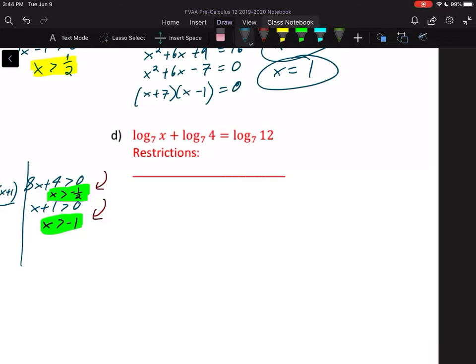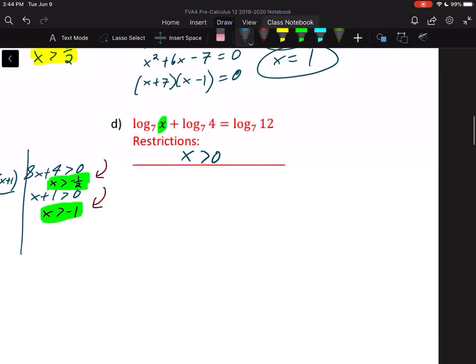All right, hopefully that went well for you. Here the restriction's pretty straightforward. x must be greater than 0, okay? It's not a part of any kind of complex or binomial, trinomial, or anything like that. It's not in a bracket. It's just x. That must be greater than 0. And then let's go from there, all right?